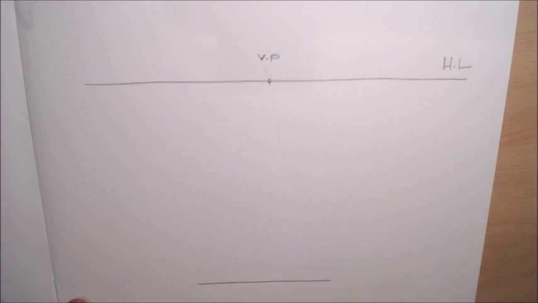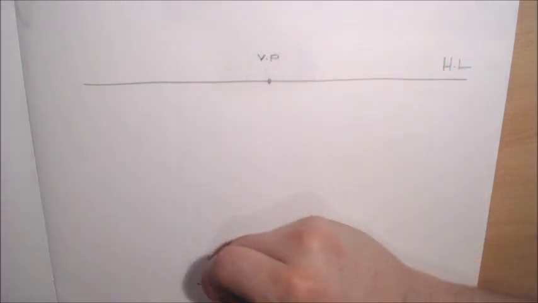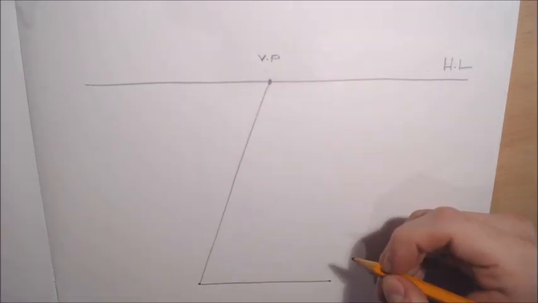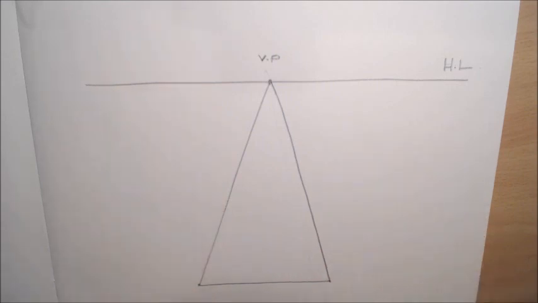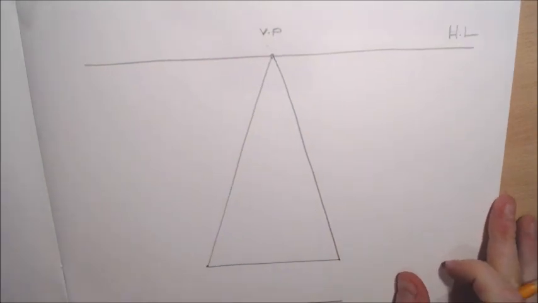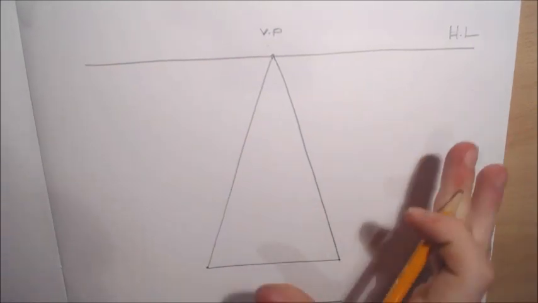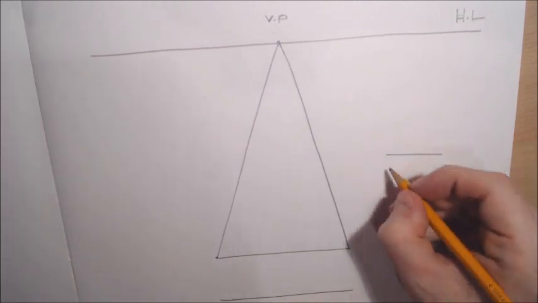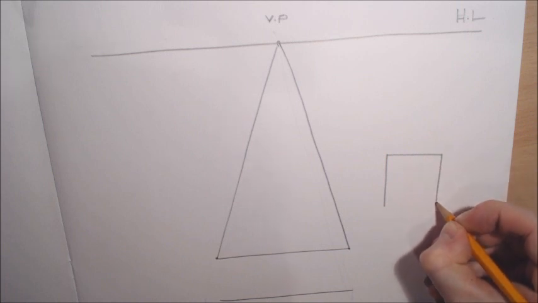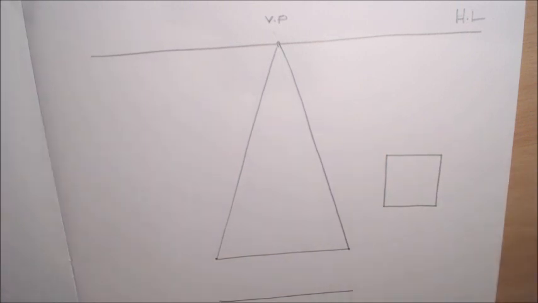Next, I'm going to draw a line straight across my page. I'm going to pick these two endpoints and draw them back to my vanishing point. If I want to create a view of any object, I must always join my endpoints back to the vanishing point. The vanishing point can be located anywhere along the horizon line.